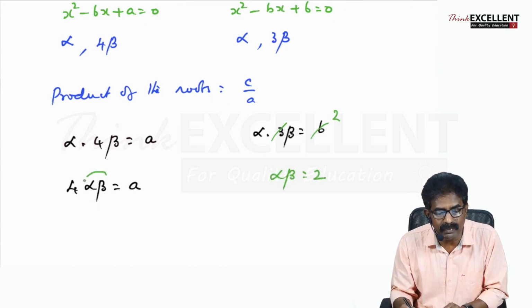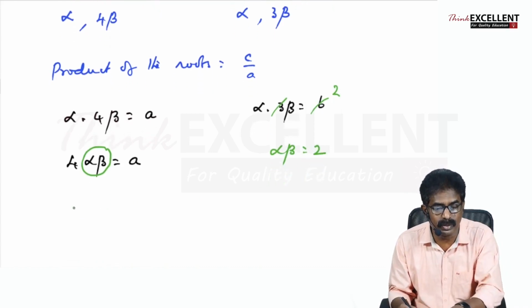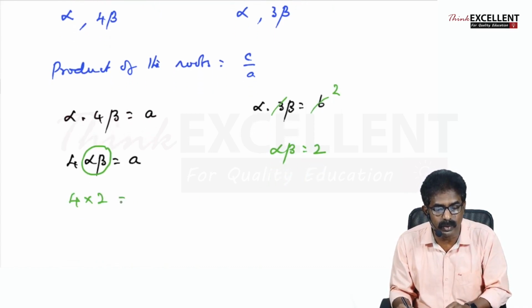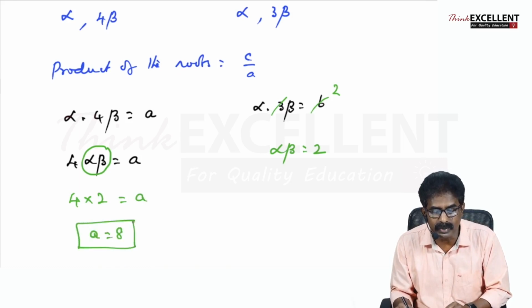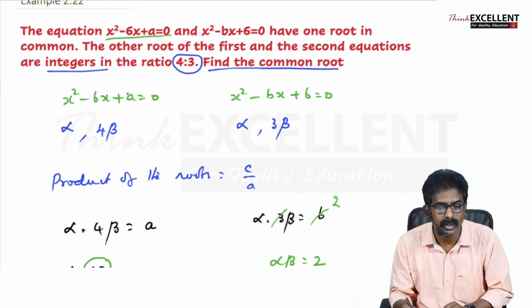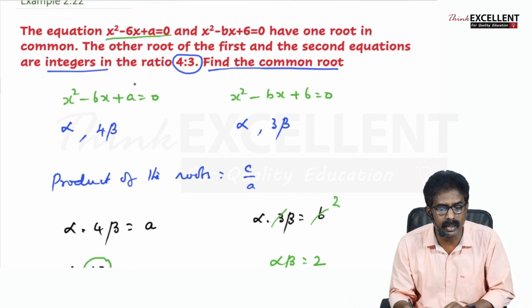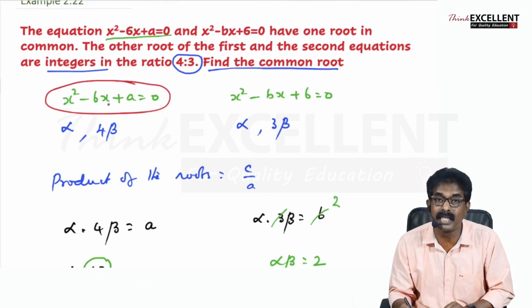Instead of alpha beta, you substitute that value 2. So 4 into 2 equals A. You are getting A equal to 8. They didn't ask what the A value is, but we got it. A value 8. So now in the first equation there was an unknown, but we got the A value. So in the first equation, instead of A, you put the value 8.